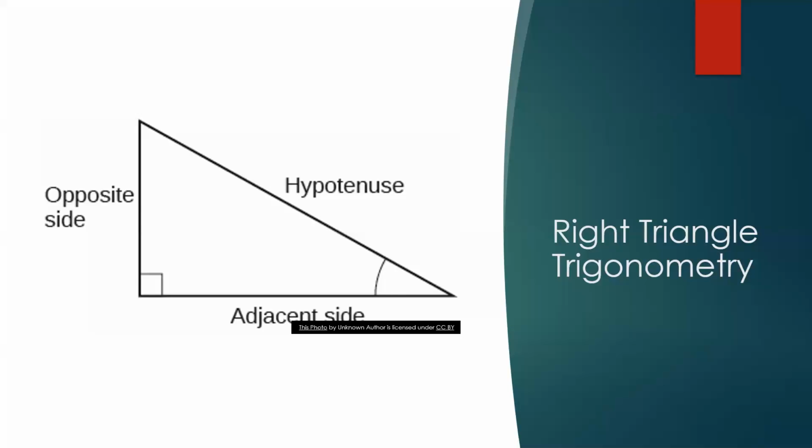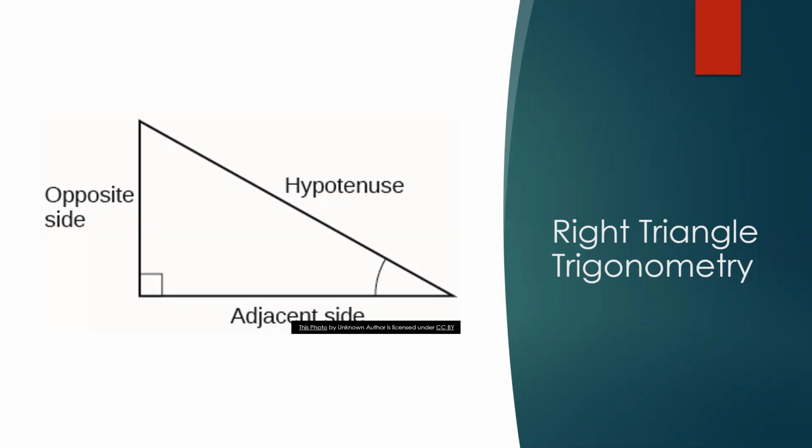Hi, good morning. In this section, I will go over how to find the 6 trigonometric functions of a right triangle. I will also go over how to find a missing side length and a missing angle of a right triangle. So for right now, this only applies for right triangles.